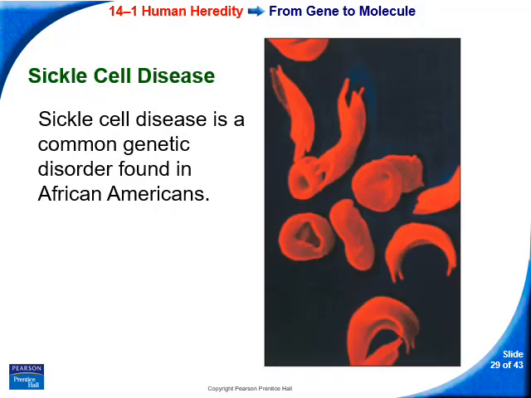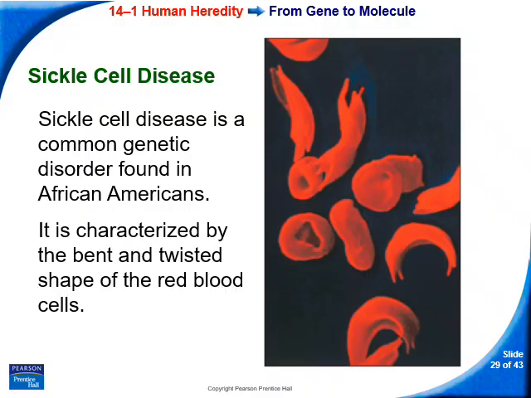Sickle cell anemia is caused by only a single displaced nucleotide base, which is replaced by an erroneous nucleotide base. And you can already have a lot of problems with it. This is characterized by a bent, twisted shape of red blood cells, and you can see that it's not the usual rounded red blood cell. This type of red blood cell would not be carrying the right amount of oxygen.